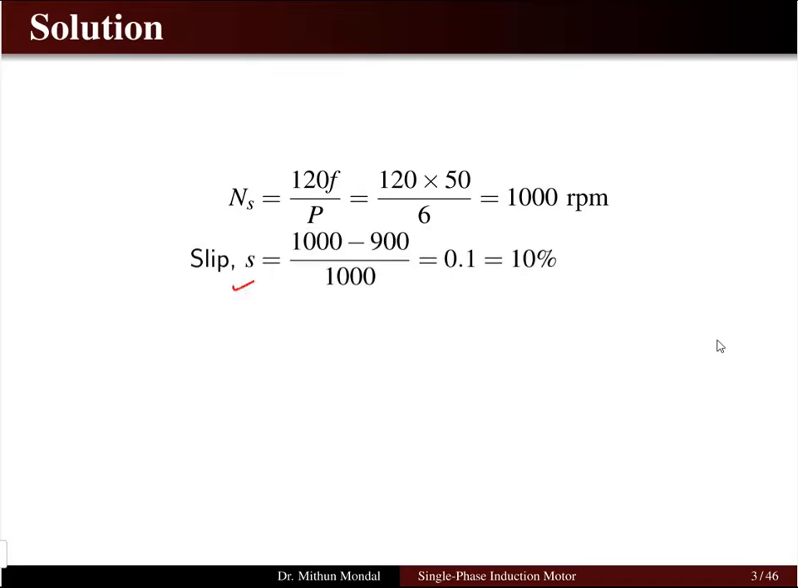The slip of the rotor can be obtained using the formula as the difference of the speed between the stator magnetic field and the actual speed at which the rotor is rotating. The reference we take is the synchronous speed and then it is multiplied with 100. The synchronous speed we have calculated as 1000 RPM. The rotor is actually rotating at 900 RPM. So the slip comes to be 0.1, which is equivalent to 10%.